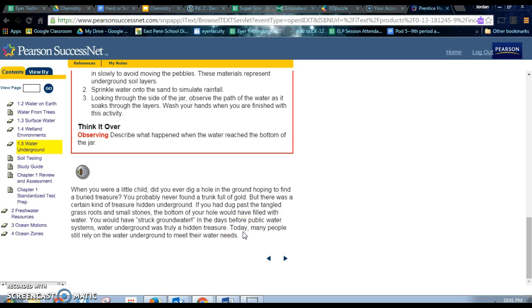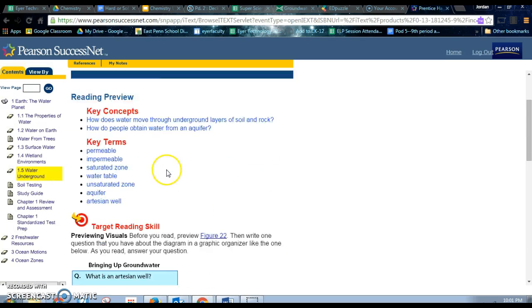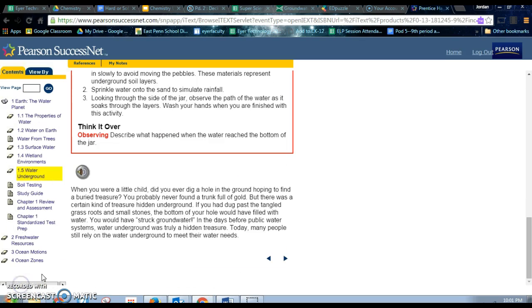You guys have learned about groundwater before, but this is saying that we're going to take it a step further and understand how water comes from the sky, hits the ground, and then soaks into the ground below, and how it collects and forms wells. Alright, so I'm going to move on.